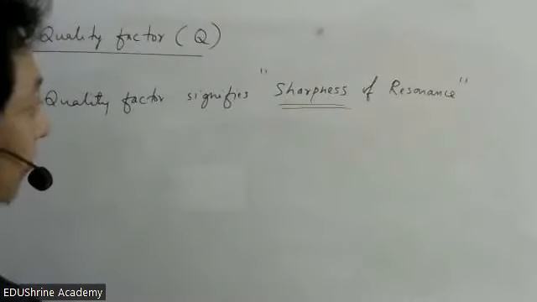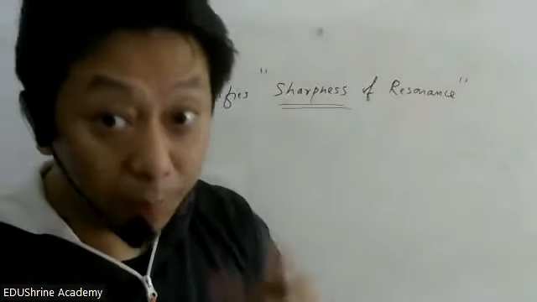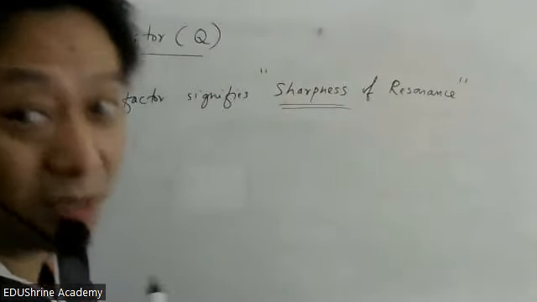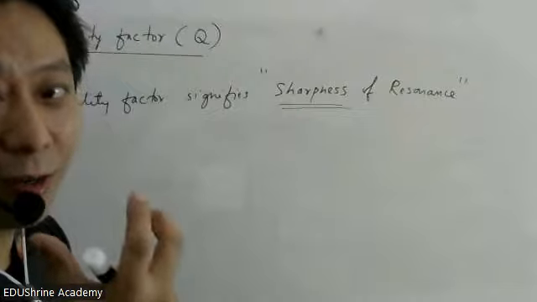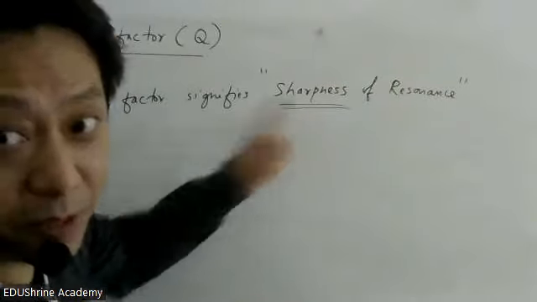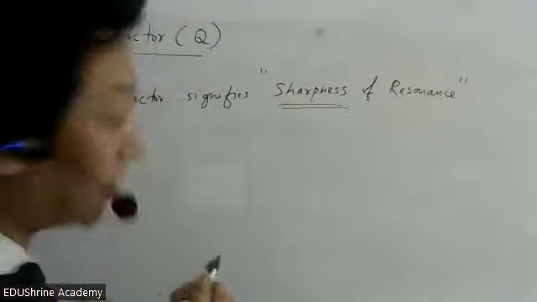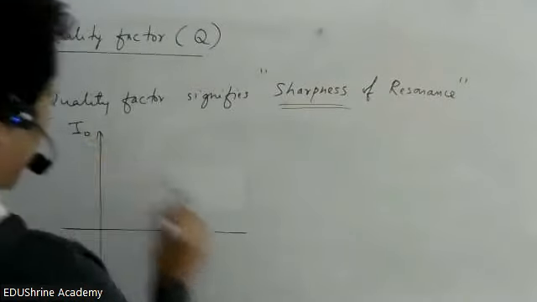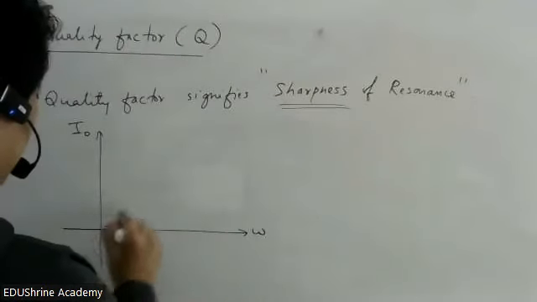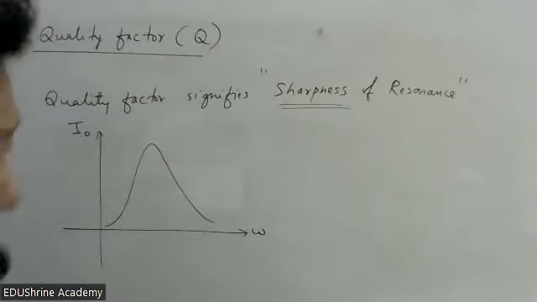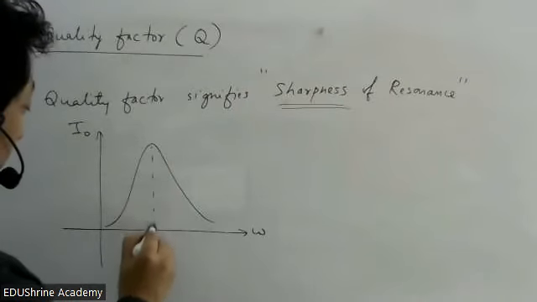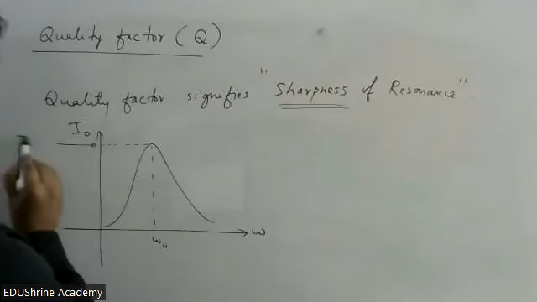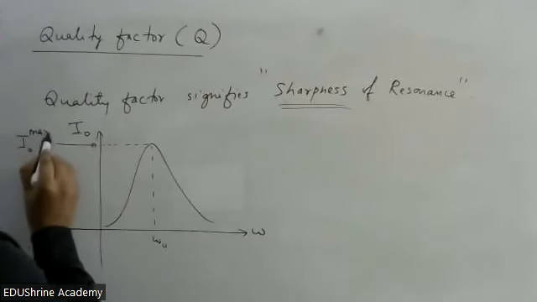So now, just to make the resonance sharp, what we have to do, that we need to learn. Of course, we have to change our circuit. LCR, we have to choose in an appropriate way. So let us try to do that. We will try to mathematically create a quantity that will signify sharpness of resonance. So let's see how people have done it. So this is I naught, this is omega, and your curve looks something like this. This is omega naught. And this current corresponds to I naught max.